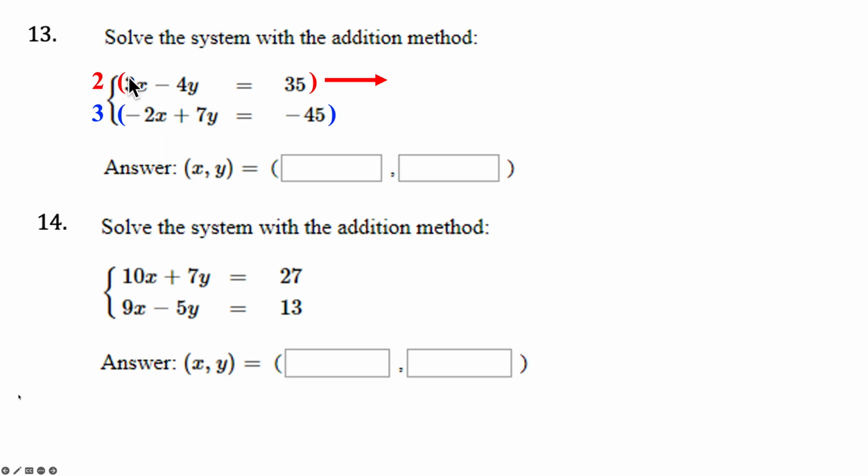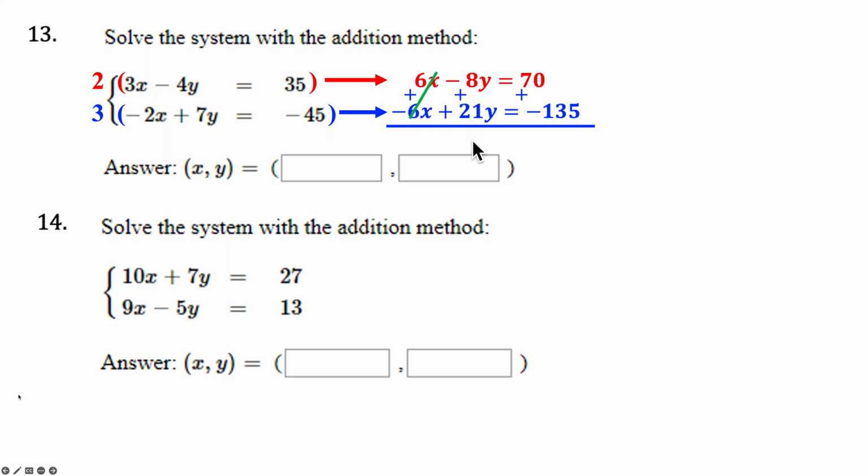2 times 3x, 6x. 2 times minus 4y, minus 8y. 2 times 35, 70. There's my first equation, all multiplied by 2. Second equation, 3 times negative 2x, minus 6x. 3 times 7y, plus 21y. 3 times negative 45, get your calculator if you need it, negative 135. Add those two together, the x terms cancel. Negative 8 plus 21 is going to be 13y. 70 minus 135, negative 65. Take negative 65, divide it by 13, you get a negative 5.